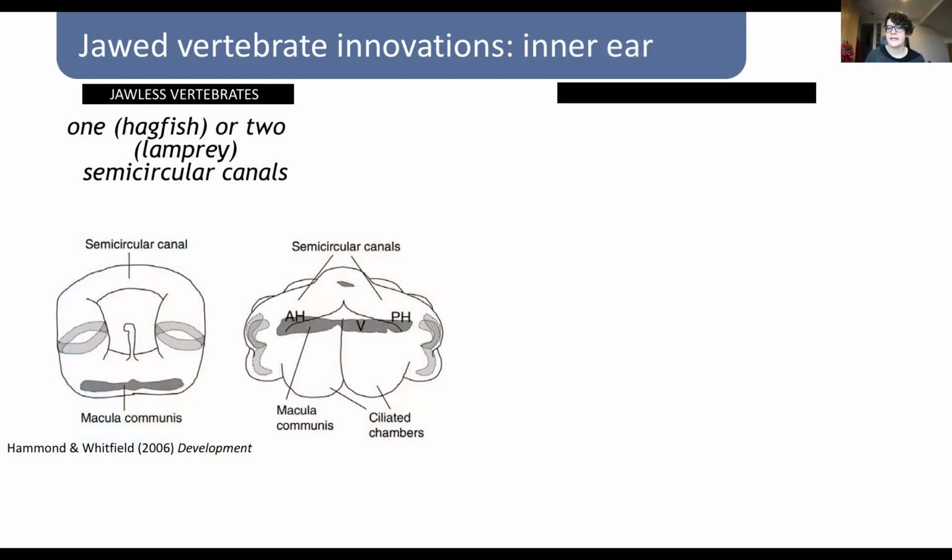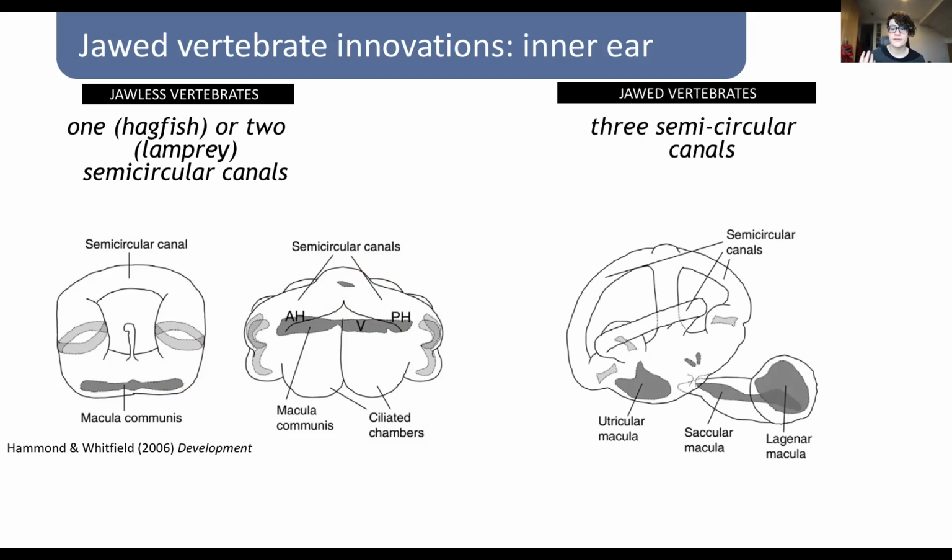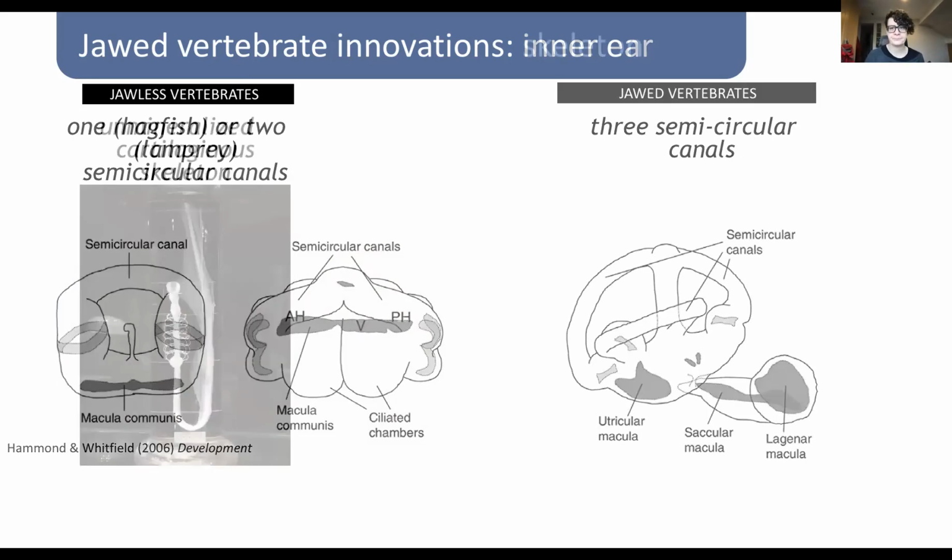Another jawed vertebrate innovation is the inner ear. So jawless fishes have either one semicircular canal, this is in the hagfish, or they have 2 semicircular canals, this is in the lamprey. But in contrast, jawed vertebrates, including ourselves, have 3 semicircular canals. So we have an anterior, a posterior, and a horizontal semicircular canal in our inner ear.